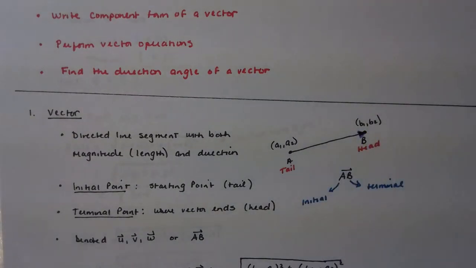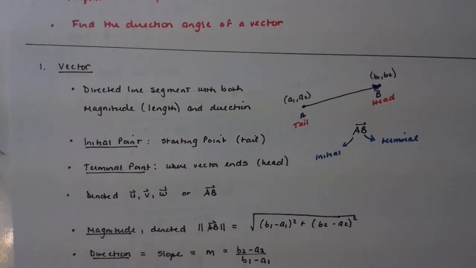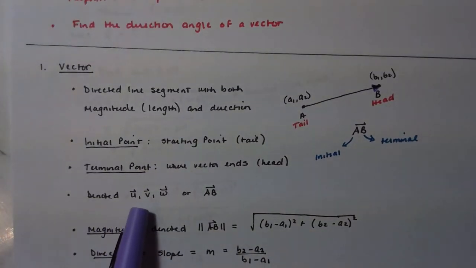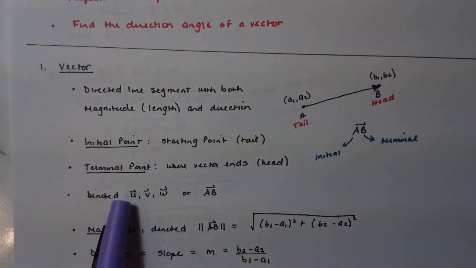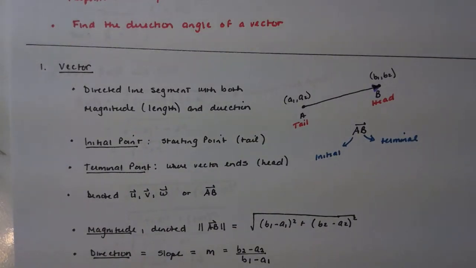Vectors are denoted with lowercase boldface letters without the little vector symbol on top. But we can't write in bold, so we put the little vector arrow on top. Sometimes I just get sick of it, so if we're working in the context of vectors, I don't put the symbol on top. The three most common names for vectors are u, v, and w, but they could be named anything. We can also name them by their initial and terminal point, so like this picture here, I could call this vector AB.